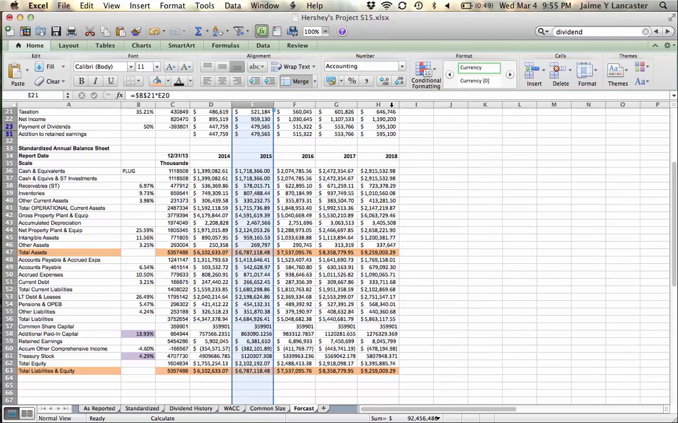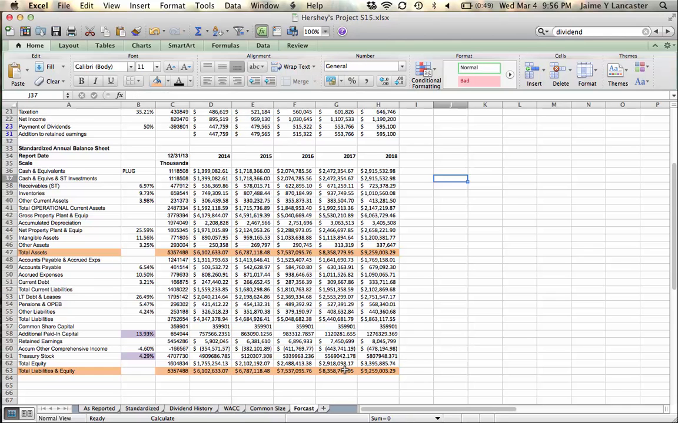Oh, have you saved your file lately? And let's double check that we have balancing all the way across.